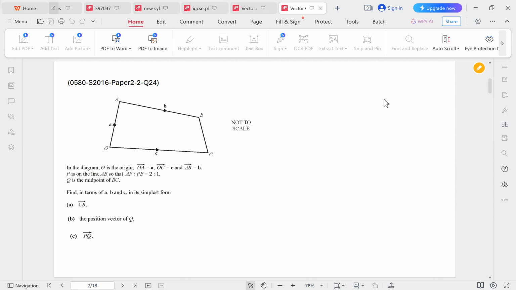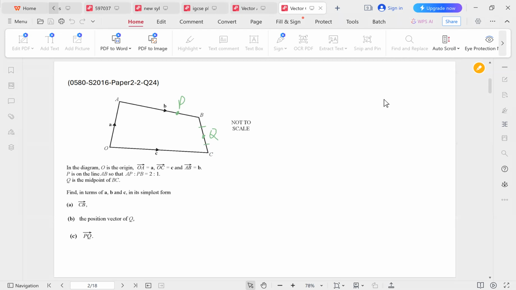Now, we are given that P is on the line AB and that AP is double PB. So P is somewhere here. And we can also position Q as the midpoint of BC. So Q is somewhere here. So this would be Q, and these two parts would be equal to each other. And then we are required first to find CB.